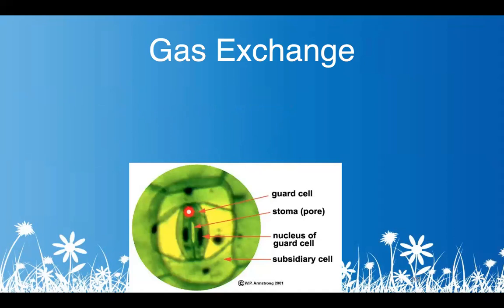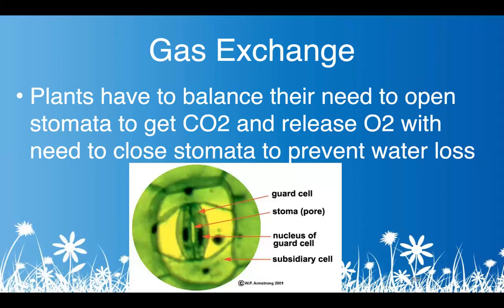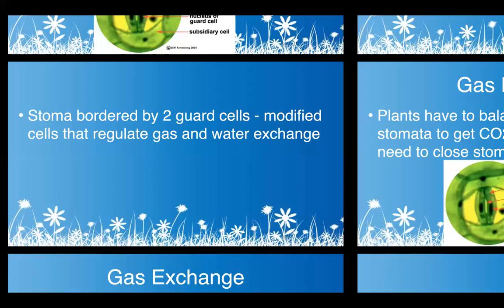Now, this is how a stomata works. It's a pore made by guard cells. So you've got one guard cell on each side. And when the guard cells are full of water, they swell and they pull apart. They look more like kidney beans and they form the pore. At nighttime, when the pores close, water leaves, the guard cells shrink and close the hole. Plants have to balance their need to open stomata to get carbon dioxide and release oxygen with preventing water loss.